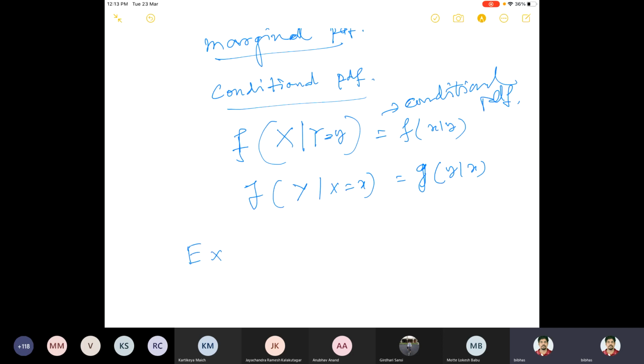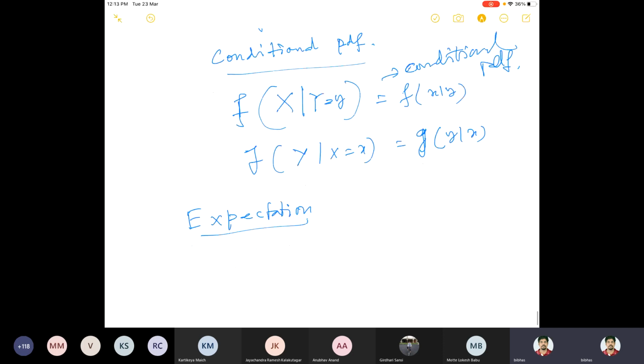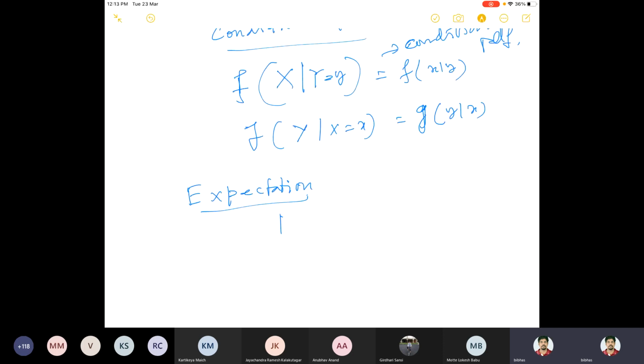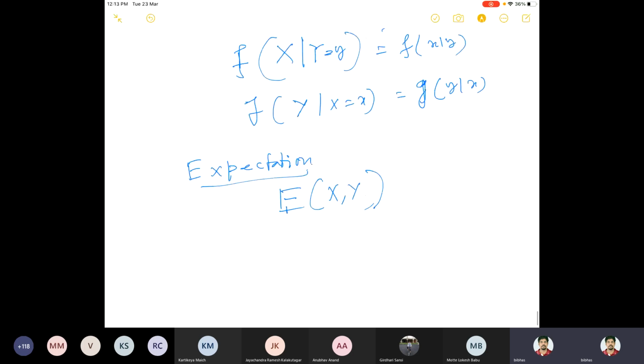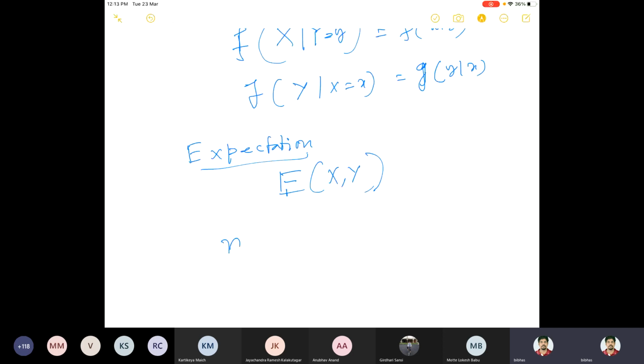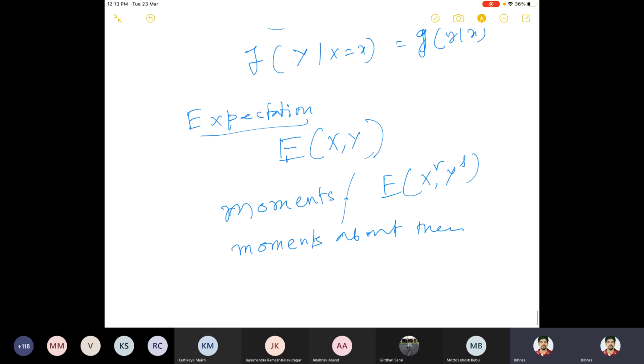We introduced the concept of the expected value of a joint random variable, and we denoted it like E of, let's say, XY. This is expectation. Then we talked about moments, and we said moments about the mean. So here the moments were something like x to the power r and y to the power s.